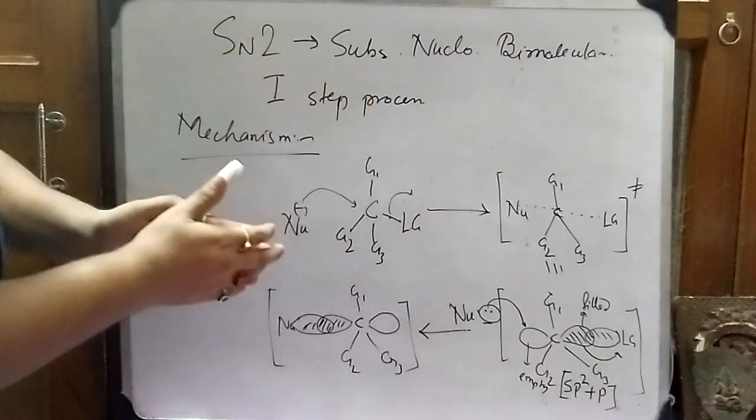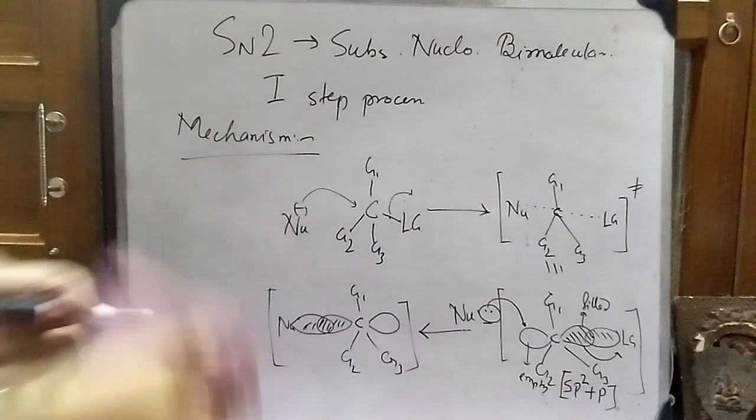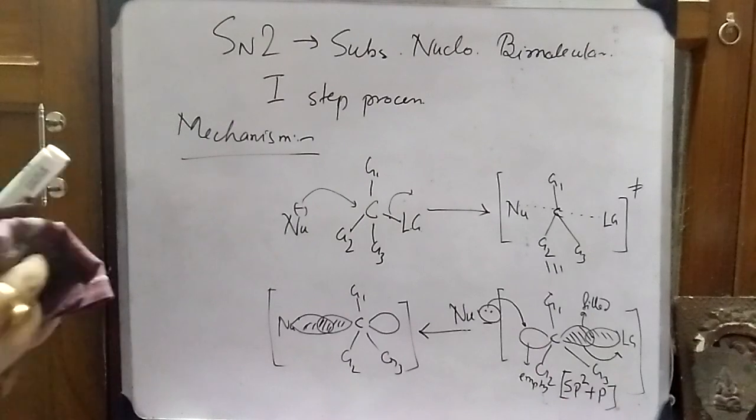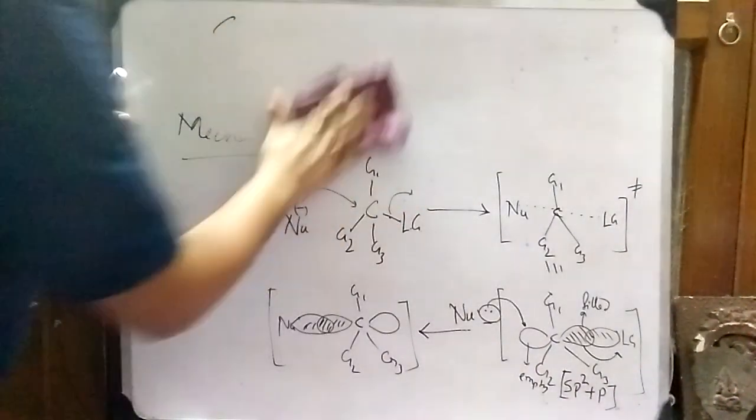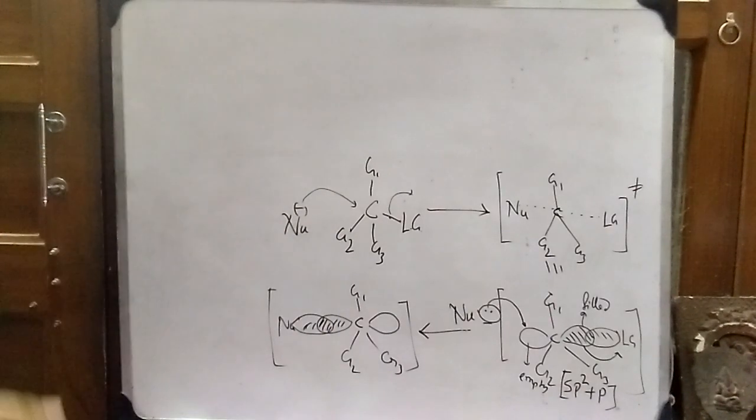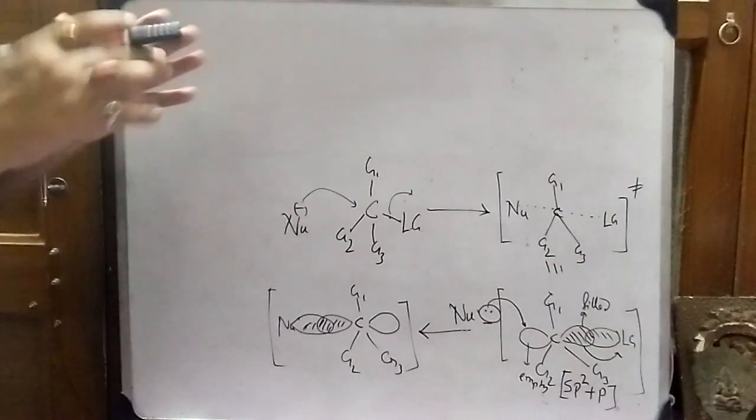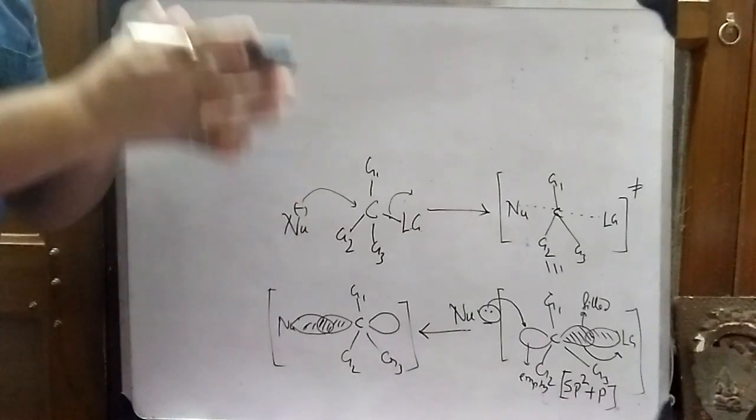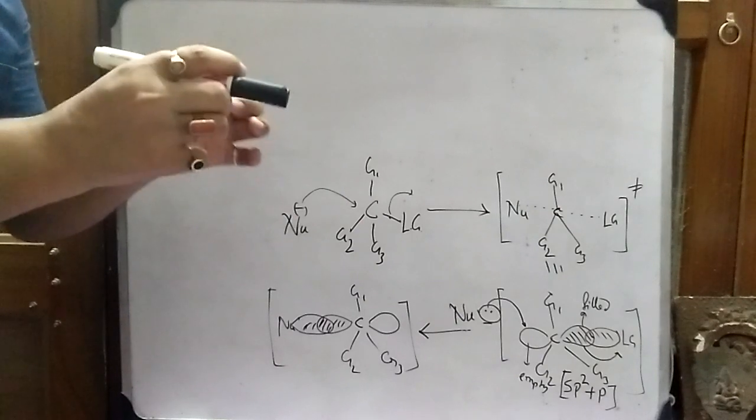The leaving group goes out, the incoming nucleophile comes in, but again the same question comes: what will be the solvent for this reaction? So we will go to the solvent part. Before that, let us tell you one thing: this is a phenomenon where first bond breaking takes place. That means some amount of charge, a slight carbocation formation, will take place.